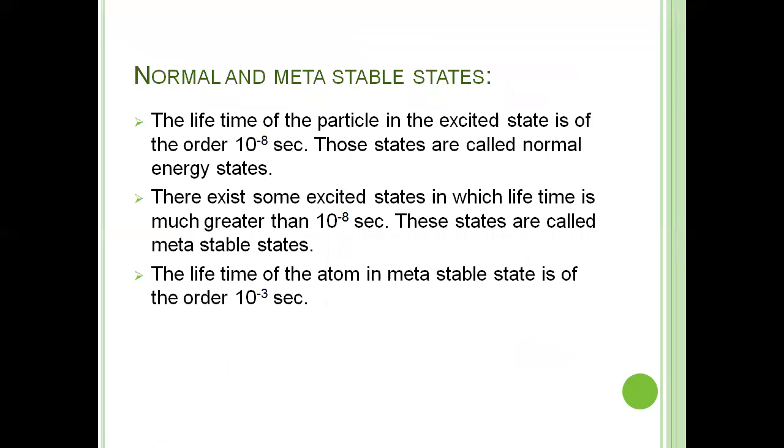So what are normal states and metastable states? Normal states are nothing but higher excited states which have a lifetime of about 10^-8 seconds. Such states we can call normal energy states. Whereas states which have a longer lifetime compared to the normal energy states, about 10^-3 seconds, we can call metastable states.